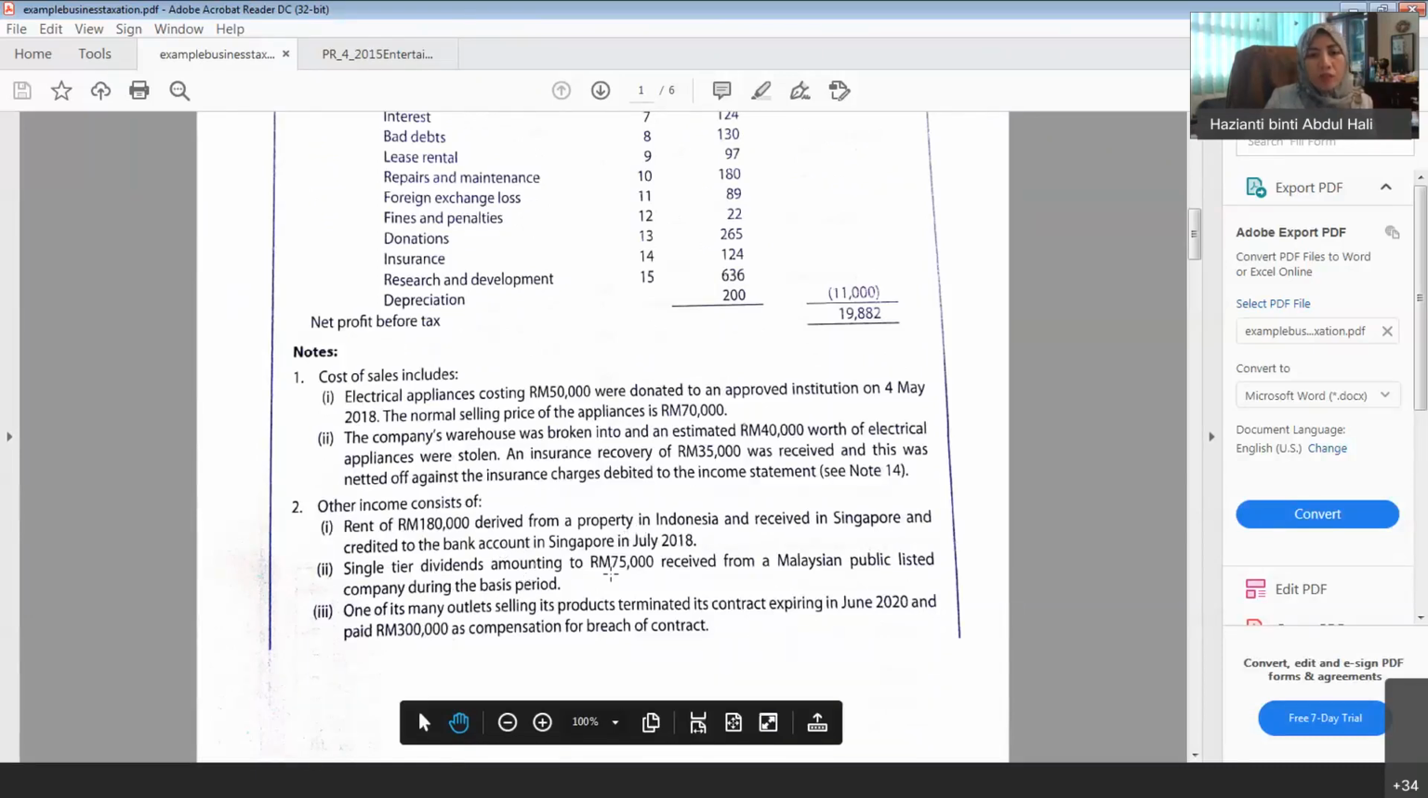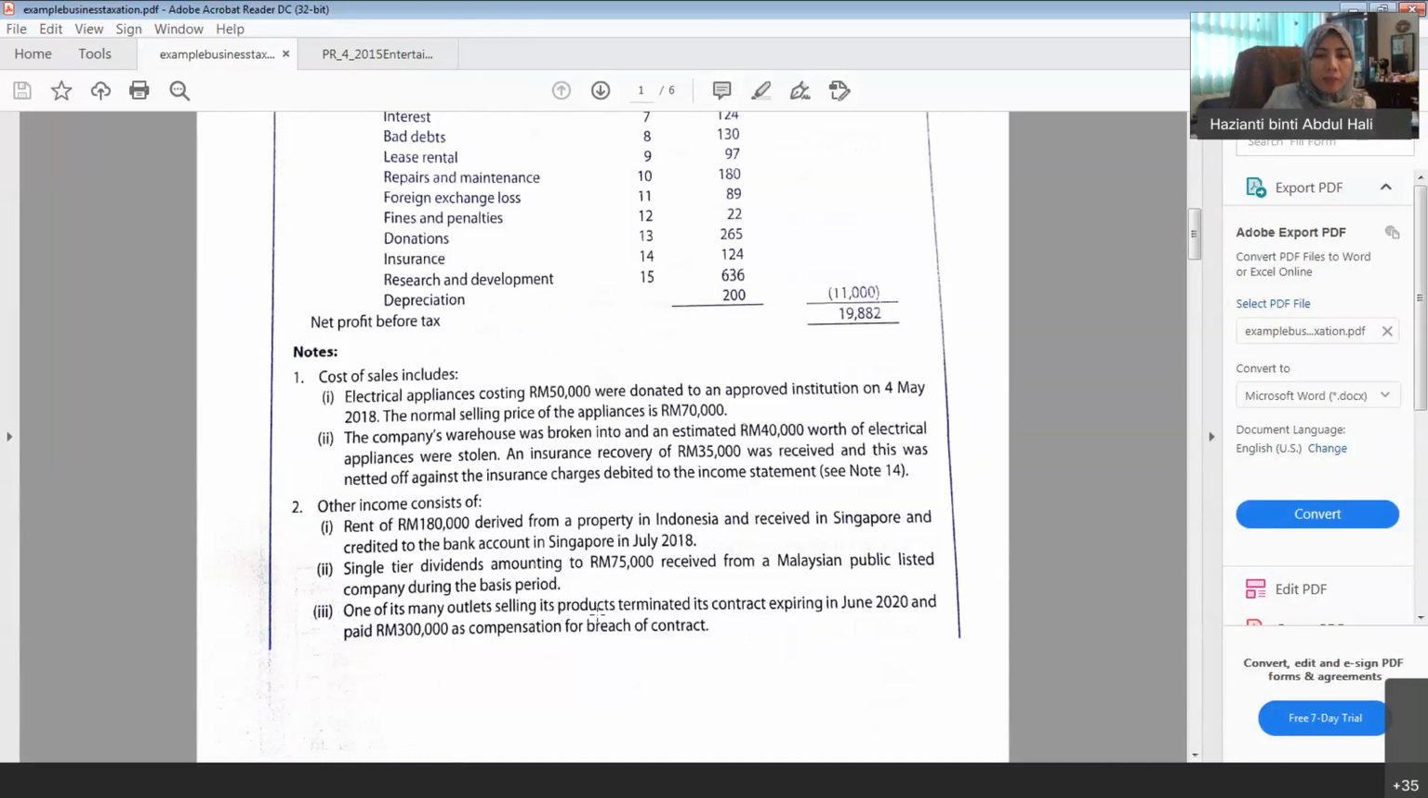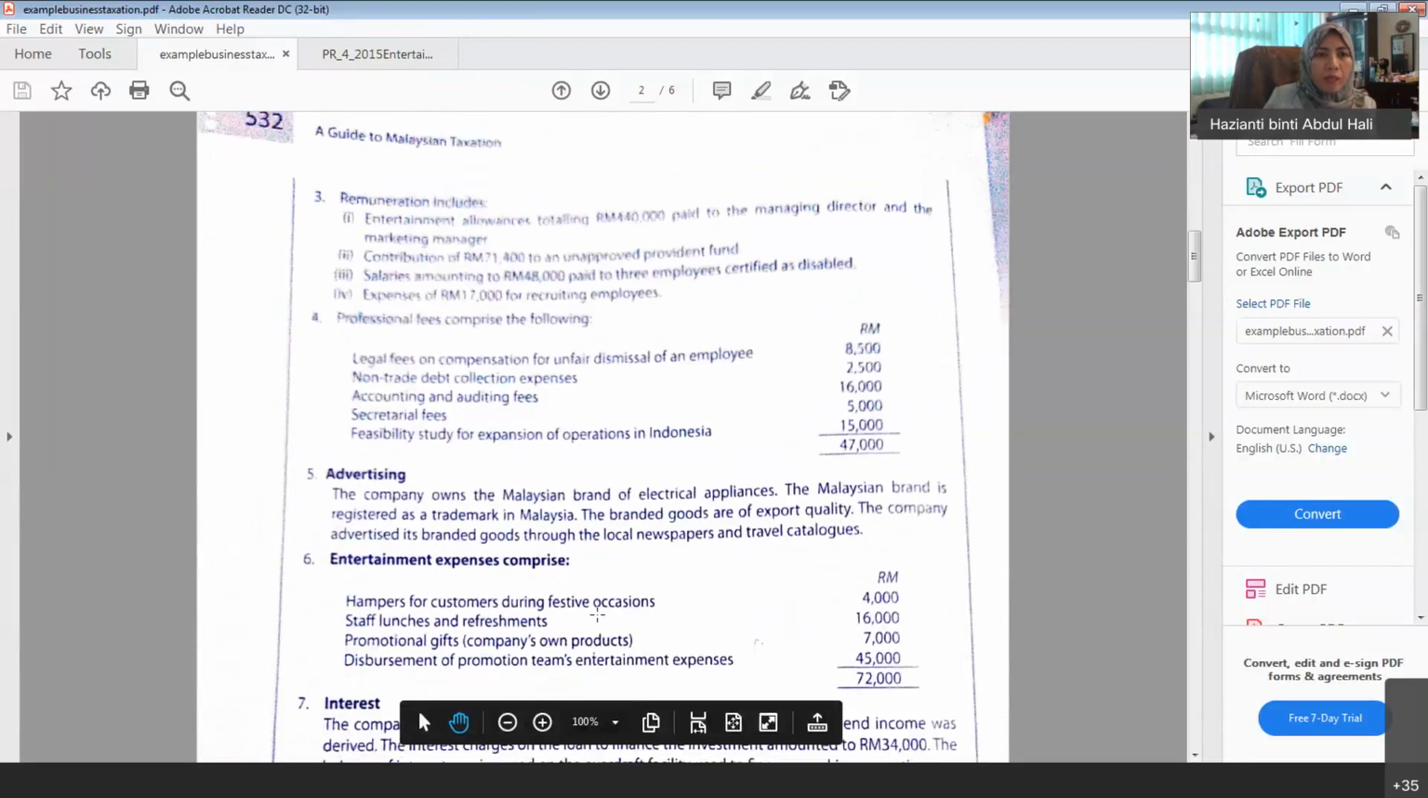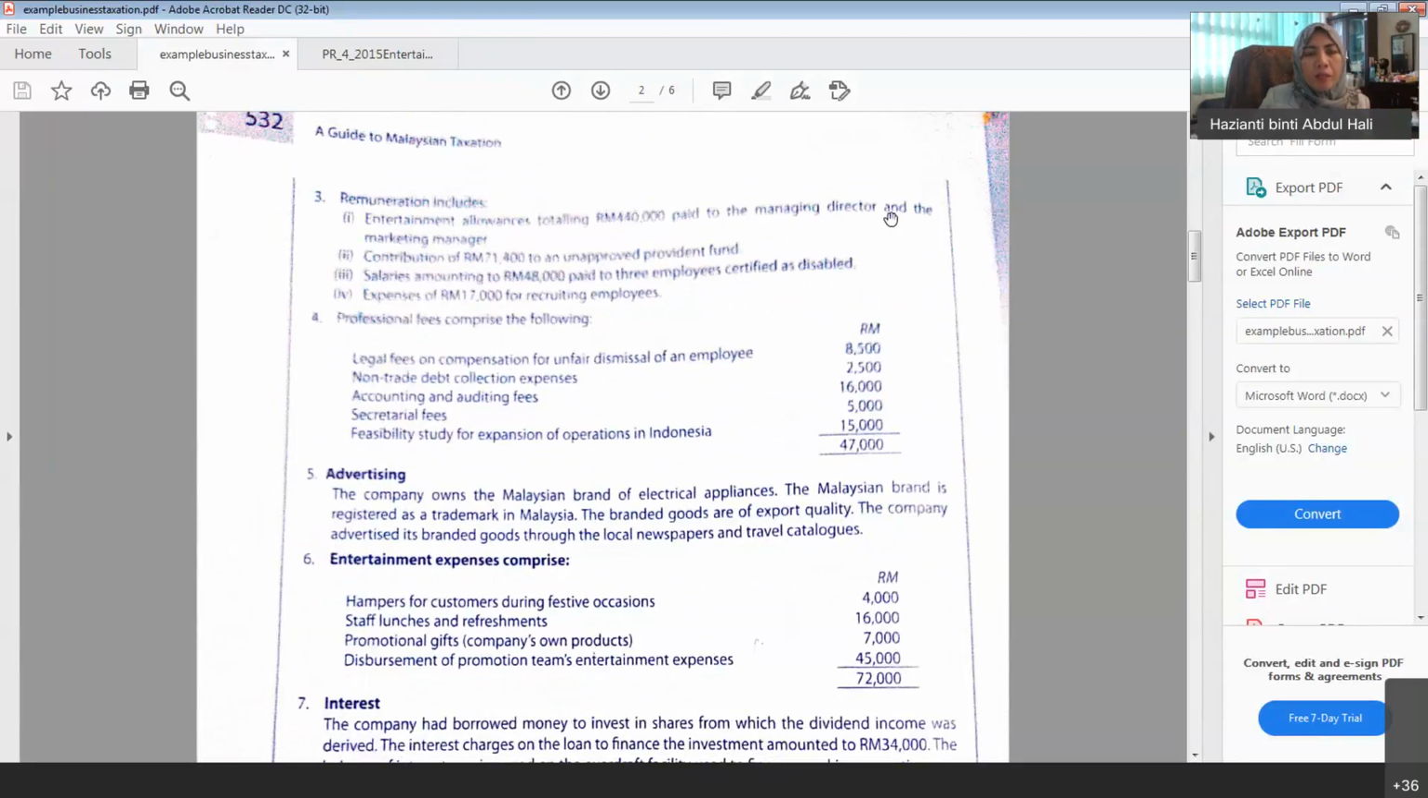received in Singapore and credited to the bank account in Singapore. Okay, and also dividend. So we know if dividend is received from a Malaysian public listed company during this period it is not taxable. So we have to make adjustment. And they also have, so these are the remuneration expenses. So entertainment allowance paid to the managing director and marketing manager.